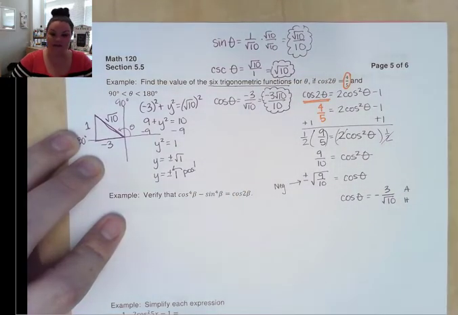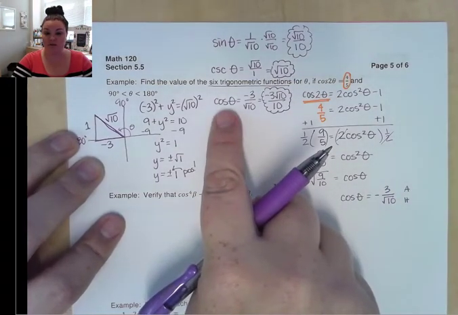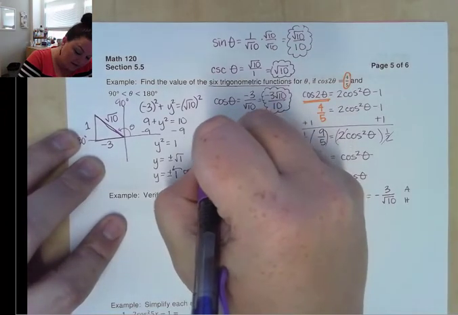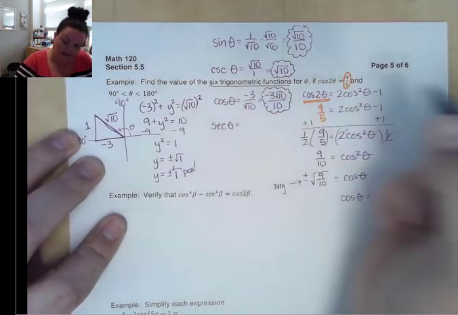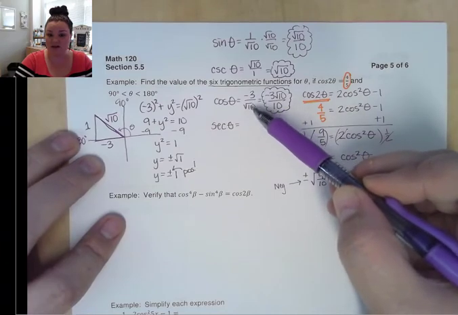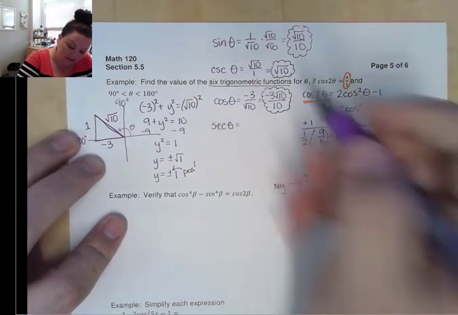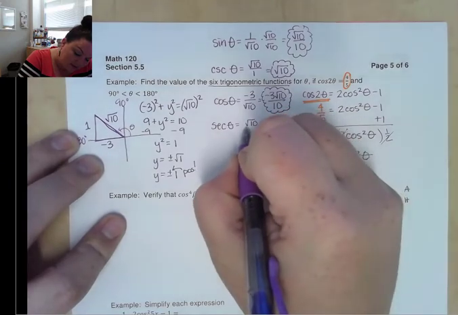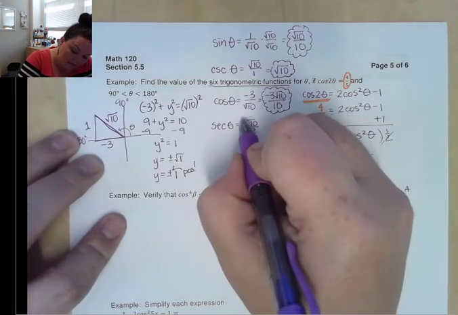Okay. And then I'm going to do the inverse of cosine, which is secant. Secant theta is what I get when I invert my cosine function value, and I'm going to do it before I rationalize. So that gives me square root of 10 over 3, and it's negative.